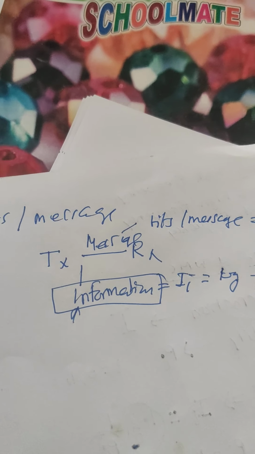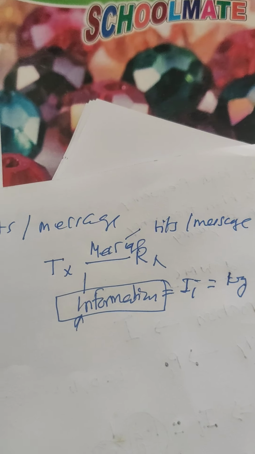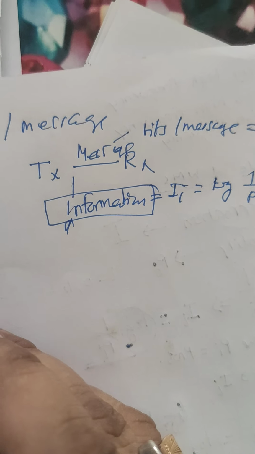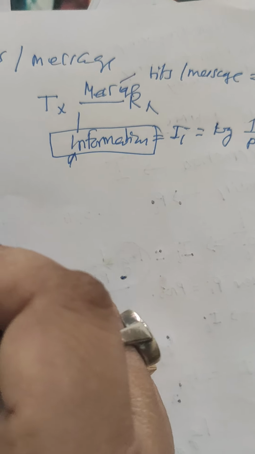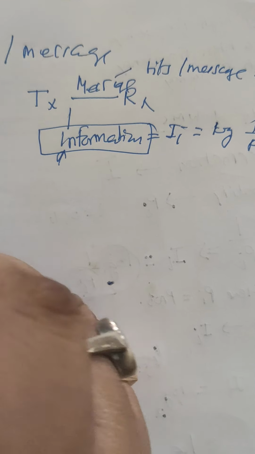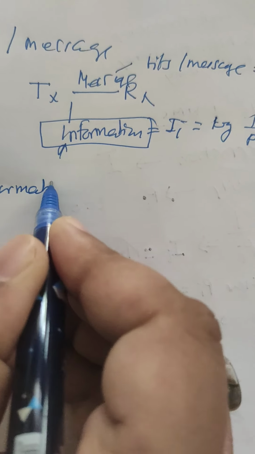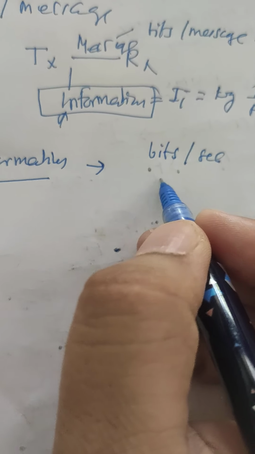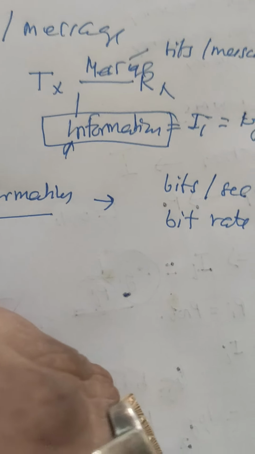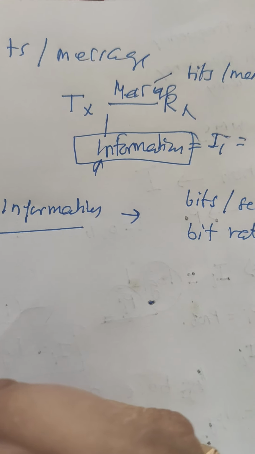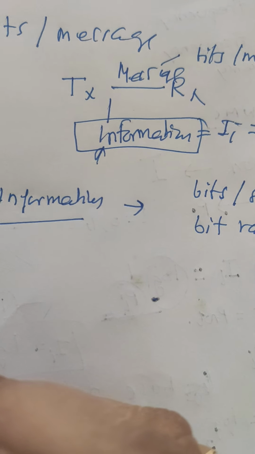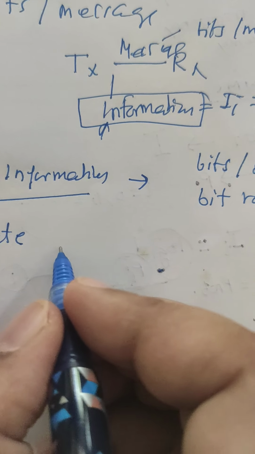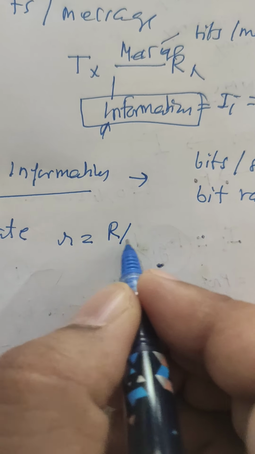So the important thing is that in this communication, the information flows from one end to another. That means there is a rate of information. The rate of information means bits per second, or we can say bit rate. It means how many bits can be sent in 1 second. In previous communication you already know what the baud rate is.